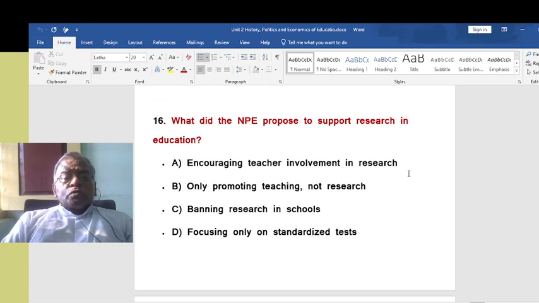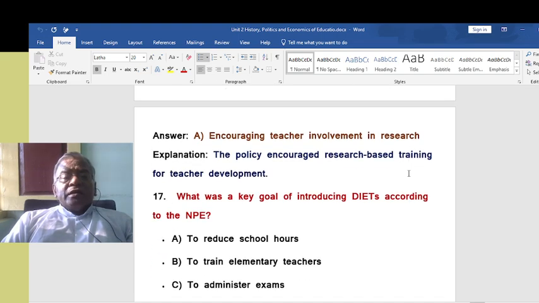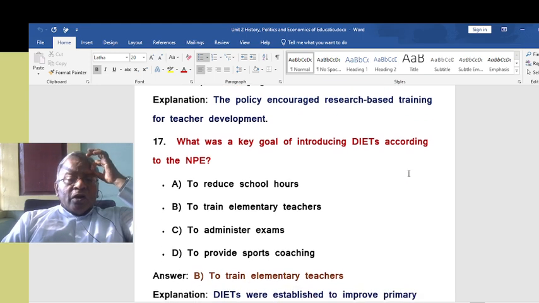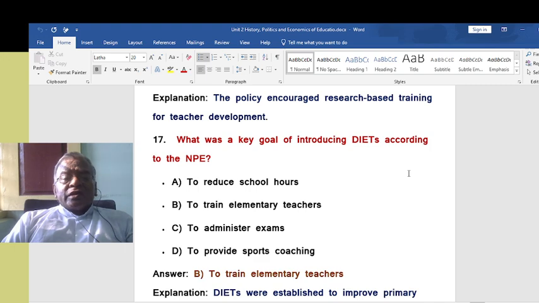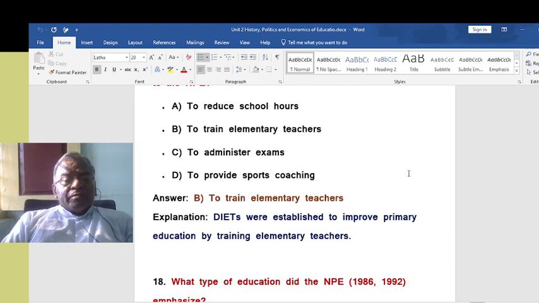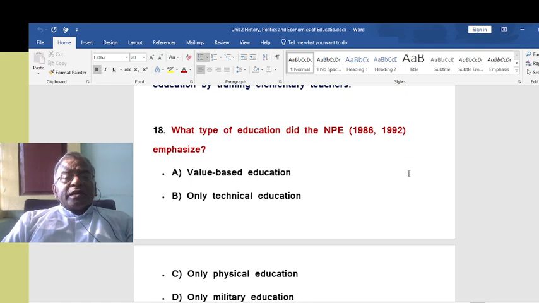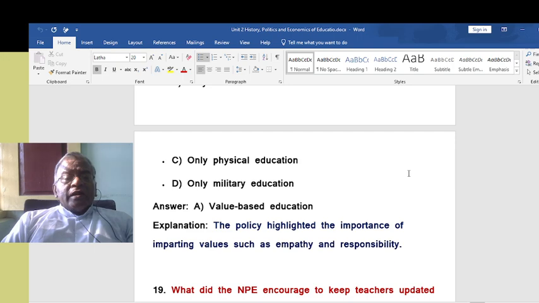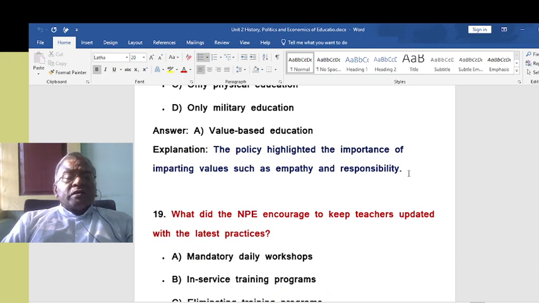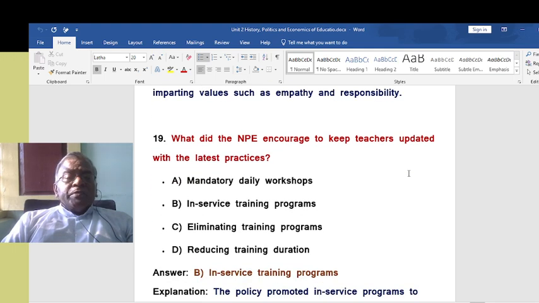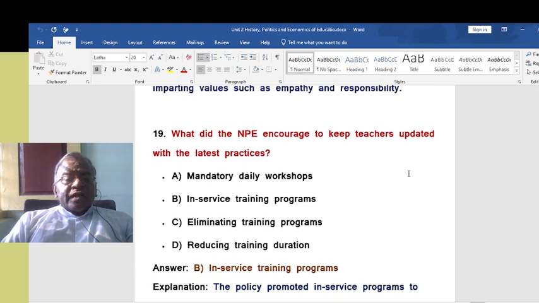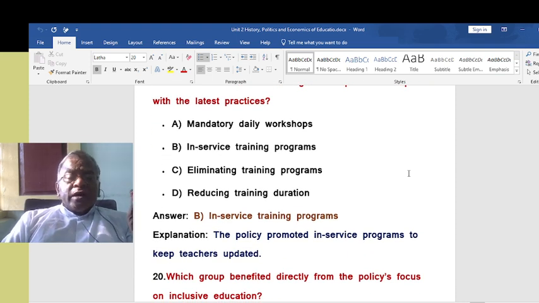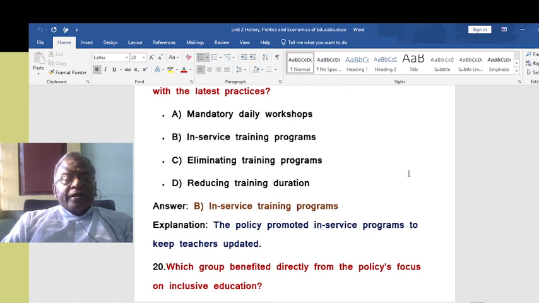What did the NPE propose to support research in education? Encouraging teacher involvement in research. The policy encouraged research-based training for teacher development. What was a key goal of introducing TIEs according to the NPE? To train elementary teachers. Yes. What type of education did the NPE emphasize? That is value-based education. The policy highlighted the importance of imparting values such as empathy and responsibility. What did the NPE encourage? To keep teachers updated with the latest practices, that is in-service training programs. The policy promoted in-service programs to keep teachers updated.